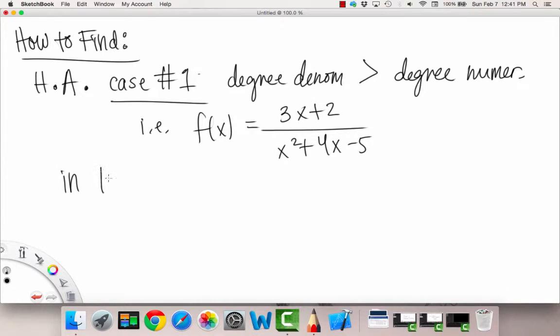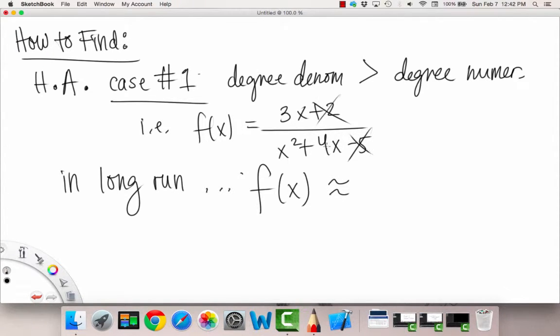Remember, horizontal asymptotes are studying what happens to your graph in the long run. So in the long run, f of x is going to be about equal to what? That would be obtained by canceling out all of the lower, non-leading terms in your upper and your lower polynomials, okay? Upper meaning the one on top, and lower meaning the one on the bottom, right?